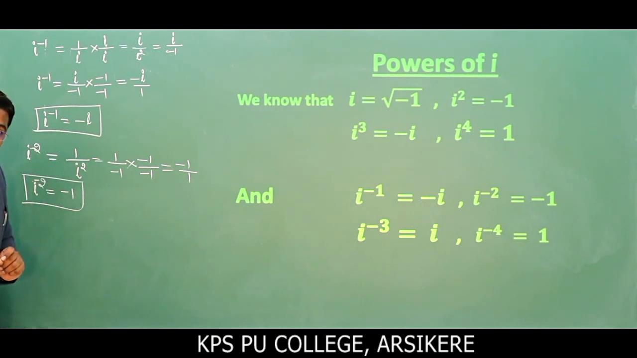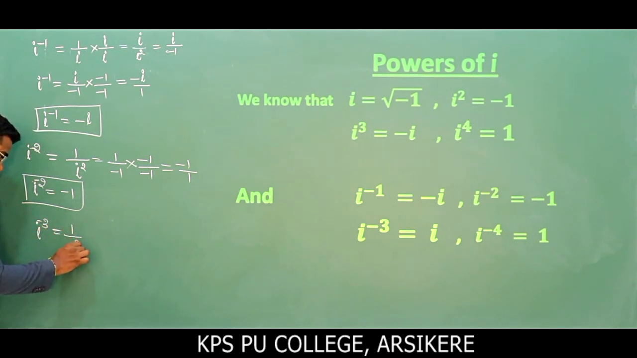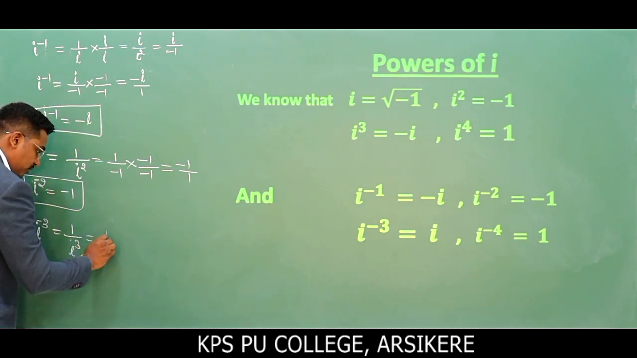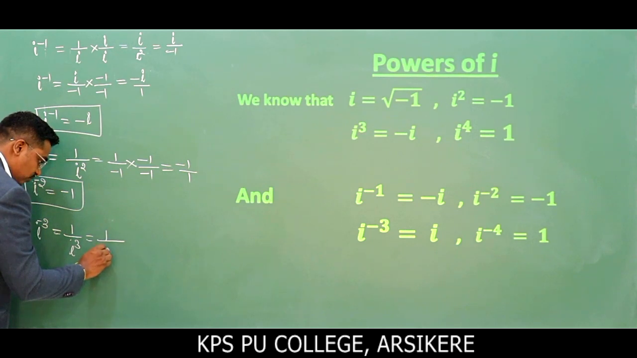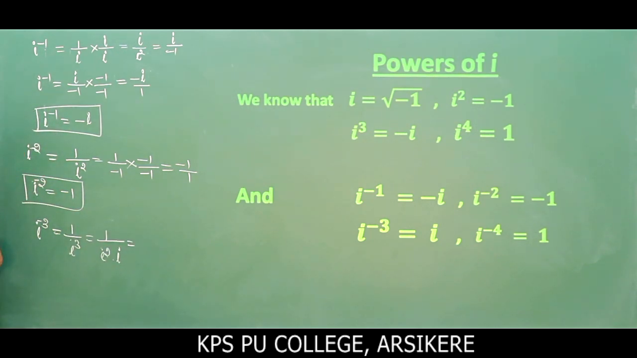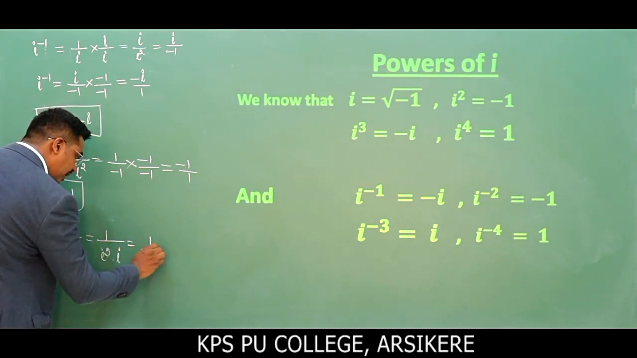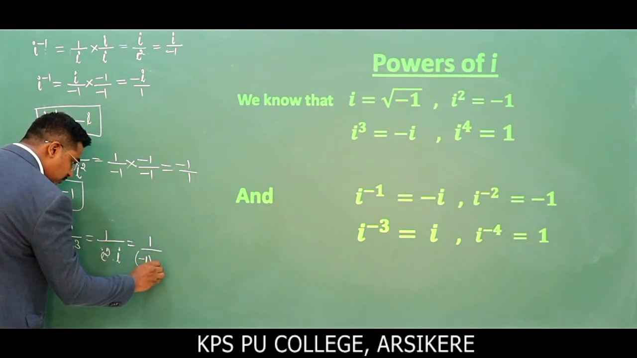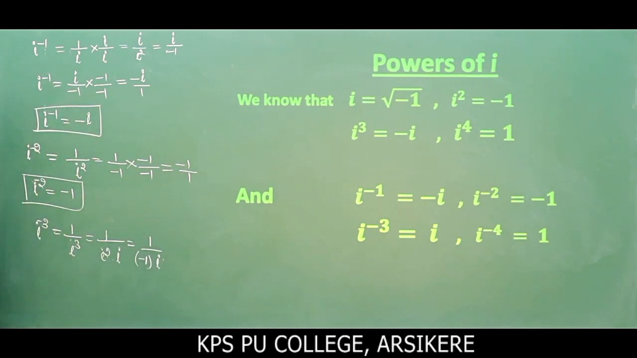What is I power minus 3 is equal to I? I will explain. I power minus 3, what can I write it as? 1 divided by I cube, you can write. Very good. So 1 divided by I cube. I will write this as I square into I. How to simplify this one? Very good. 1 divided by I square, whose value is minus 1, into I. Minus 1 into I.